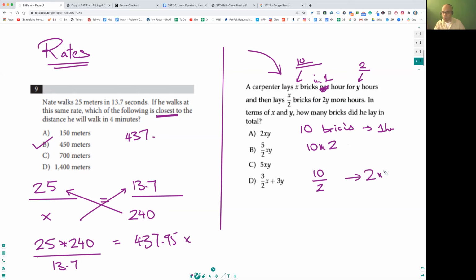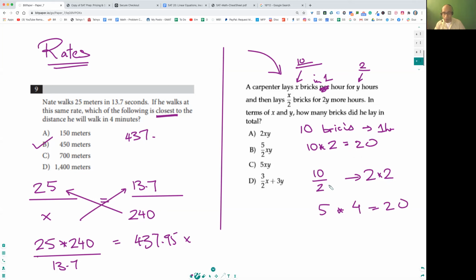That means 2 times 2, right? 10 in 2 times 2 hours, right? So 5 bricks, right, for 2 more hours, right? So that's why you're going to write down 5 times 4, right? So 10 times 2 is 20, and 5 times 4 is again 20. And then you're going to add this 20 with this 20, right?